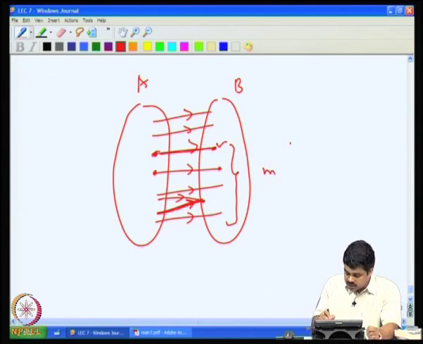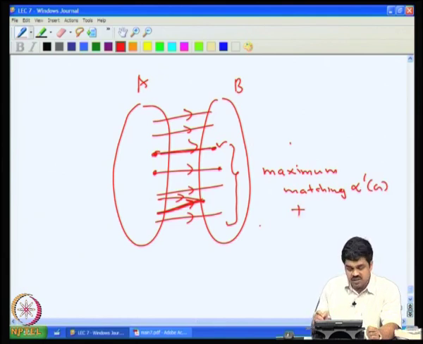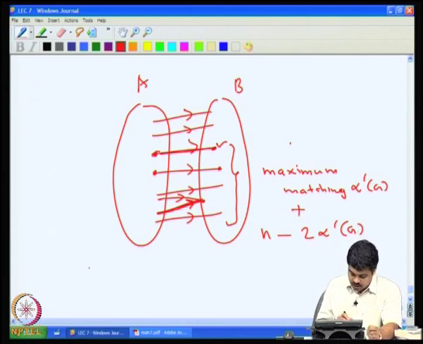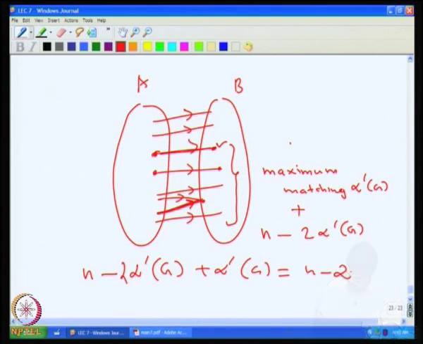Therefore, we are looking for the maximum matching, that is alpha dash of g, plus the remaining. For each remaining vertex, each of them will need 1. So, how much is remaining? n minus 2 times alpha dash of g. So, what is the cardinality of the minimum path cover here? That is n minus 2 alpha dash of g plus alpha dash of g, which is essentially n minus alpha dash of g. This is the cardinality.